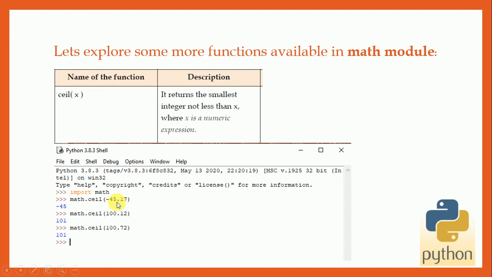Let's see some examples. First of all, we are importing math. Then math.ceil of minus 45.17. What is happening is it will return the smallest integer but not less than this one. So we get minus 45. Here math.ceil of 100.12. It will return the smallest integer but not less than this one. That's why 101. Then math.ceil of 100.72, it will also return the smallest integer but not less than this one. It will be slightly greater than x. Is it clear?